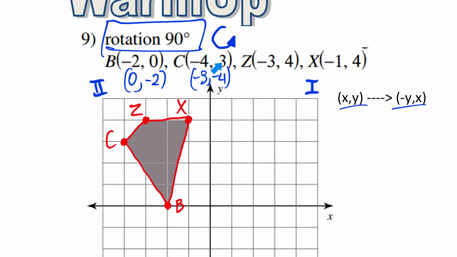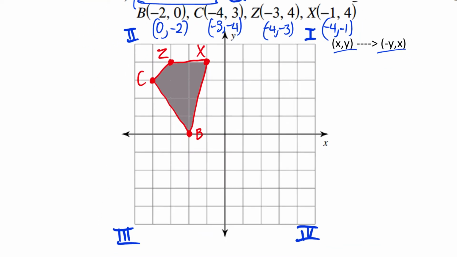Remember, on this, all we're doing is changing the sign on the y. This one stays the same. So here I'm going to change the sign on the y. This becomes a negative 4, and then we switch them. This is going to be negative 4, negative 3. And this is going to be negative 4, negative 1. All right, so those are our new points.